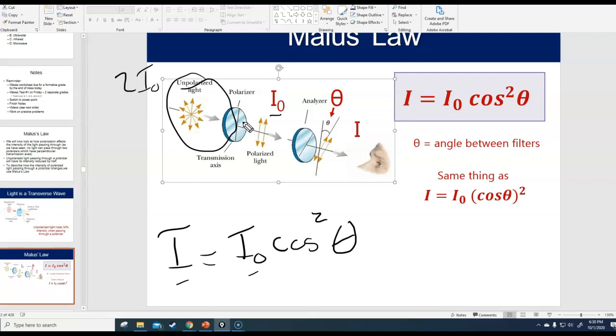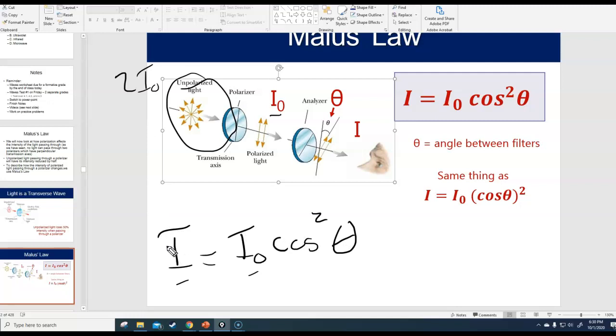So in other words, if the polarizer and analyzer were both perfectly aligned, let's say they were both pointed straight up and down, that angle would be 0 degrees. Cosine of 0 degrees is 1. And so if that was the case, the intensity in and the intensity out would be the same. Now, what if they were turned 90 degrees to each other? Then cosine of 90 degrees is 0, and I would be 0.